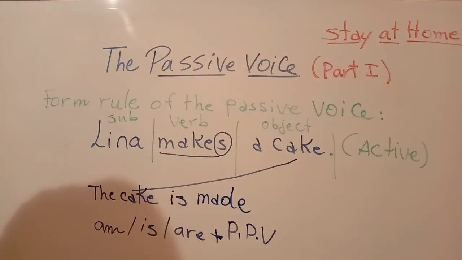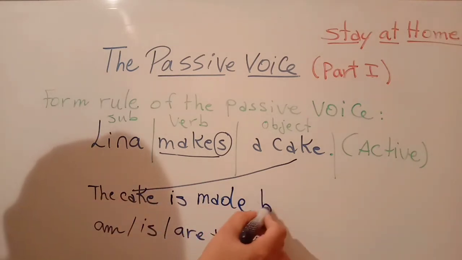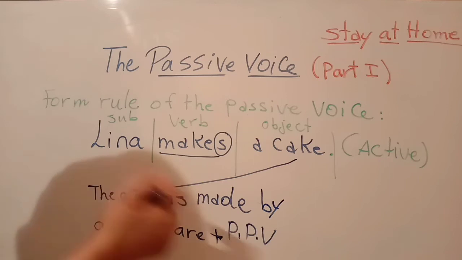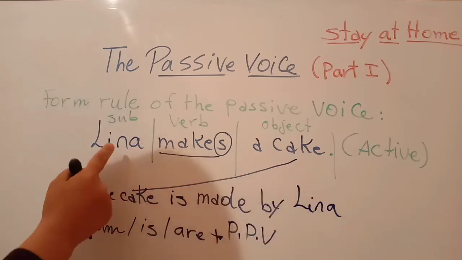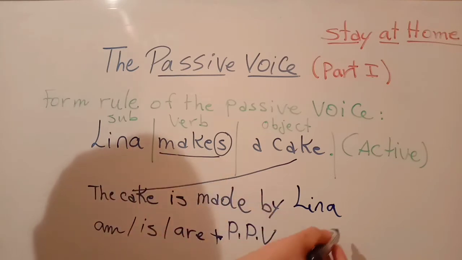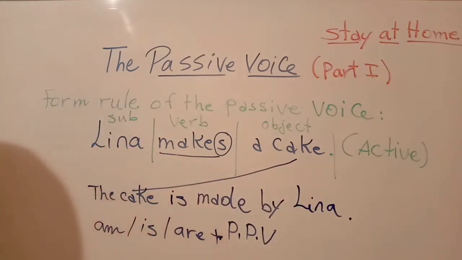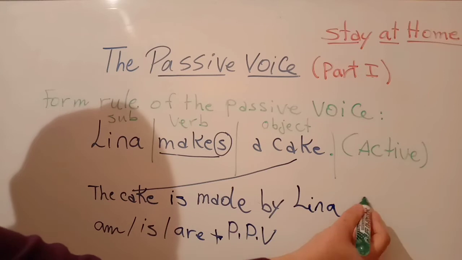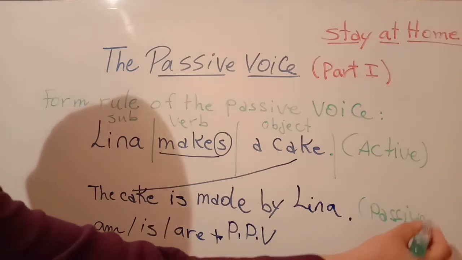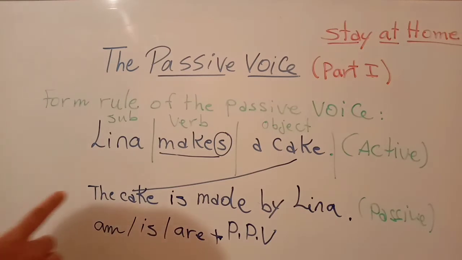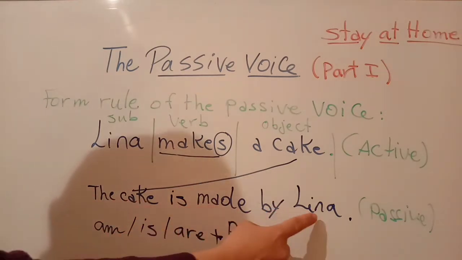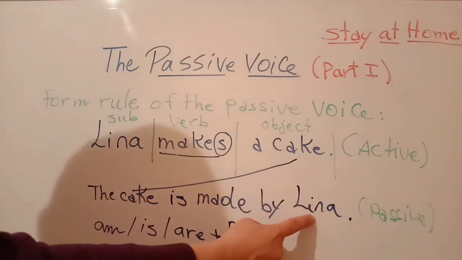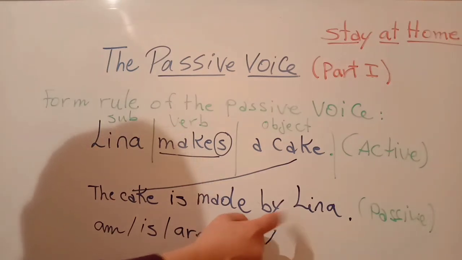Clear? Then we need by. So the cake is made by who? By, of course, Lina. So as you see, the subject, okay, is placed at the end of the sentence. So this is how we transform an active sentence to a passive one. So this is the passive form. Okay, so the cake is made by Lina. So the object becomes subject, the subject becomes object, we place by before, okay?